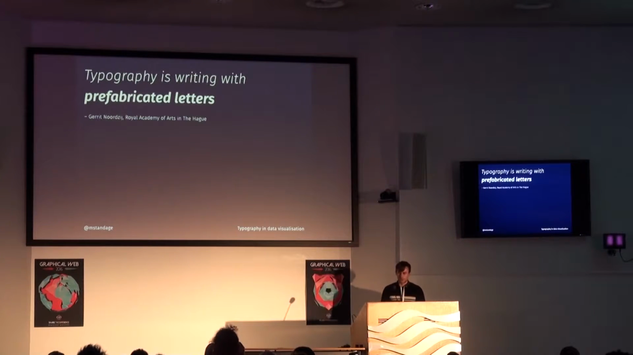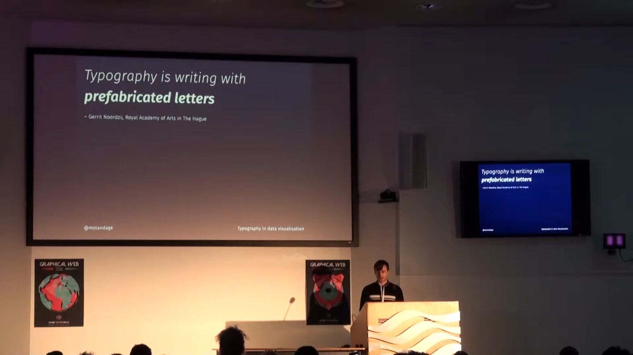So, for those of you who aren't familiar with the term typography, perhaps the simplest definition that I could find is this idea of writing with prefabricated letters, that is, the letters that we see in typefaces, to produce written words. And I think the first line on Wikipedia has quite a good definition of what typography is: the art and technique of arranging type to make the written language legible, readable, and appealing when displayed. And I think those three words, legible, readable, and appealing, are really the key to good typography.